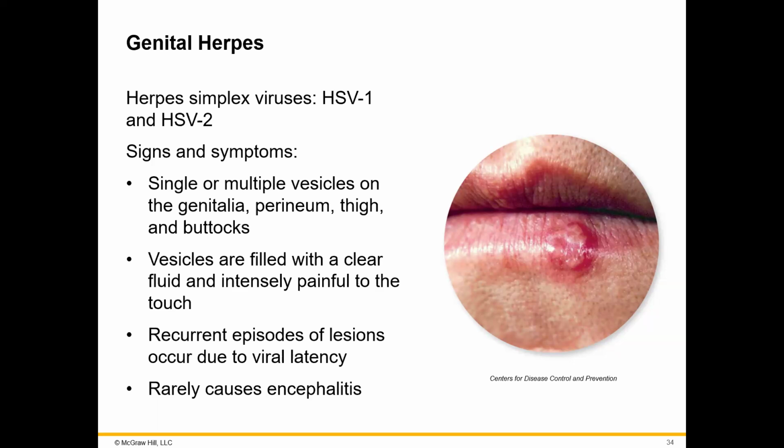So if you have newborn babies, maybe don't let people kiss your babies. Okay? At least not for a while, until their immune system is taking over for themselves, because that can lead to the progression of that meningitis or encephalitis that we talked about previously.